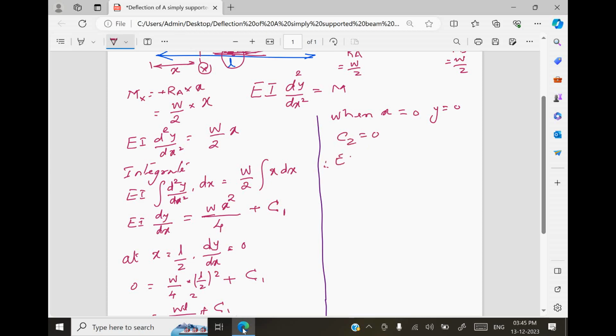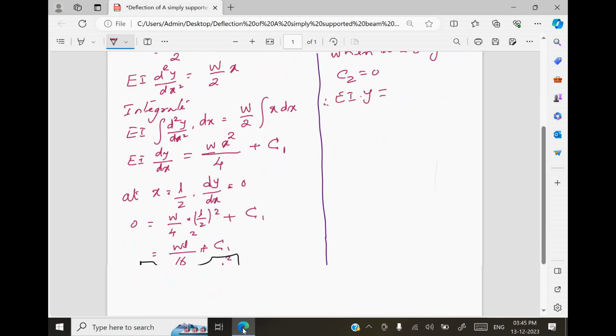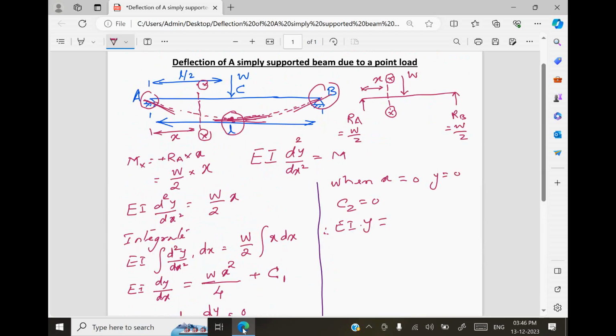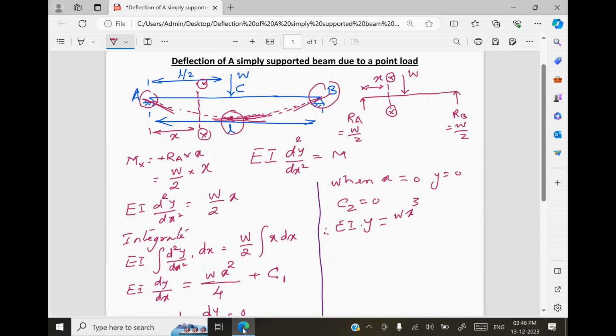Therefore, EI into y is equal to Wx cube by 12. Let's go back and check the formula again. See here, Wx cube by 12 minus WL square by 16 x plus C2, which is anyway 0. Okay. This is your equation for y.